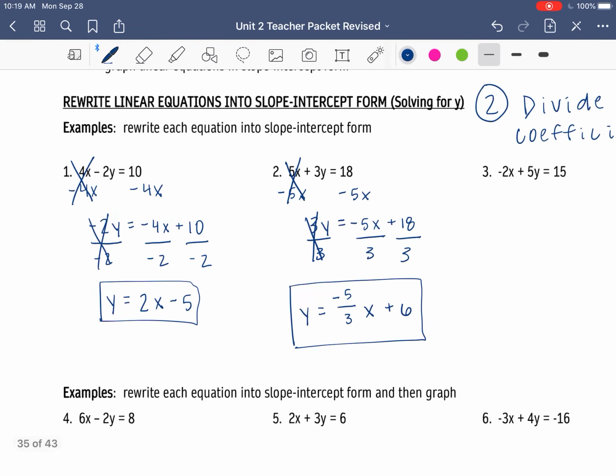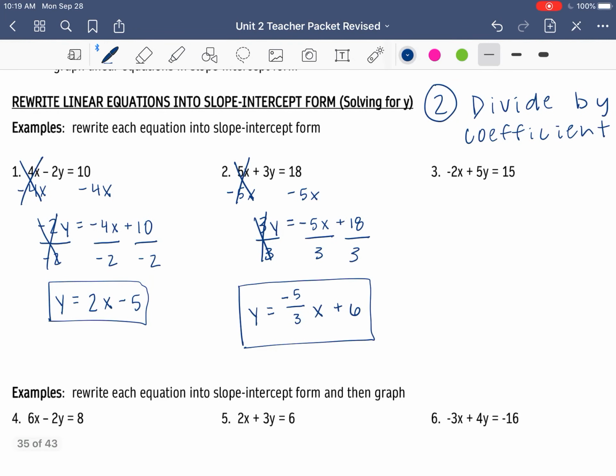All right, let's do one more together. Number 3 says negative 2x plus 5y equals 15. So again, I'm going to move the x. Check this one out, though. This one starts with a negative 2x or a minus 2x. So to get it to the other side to do the opposite, this time I'm going to have to add a 2x on both sides.